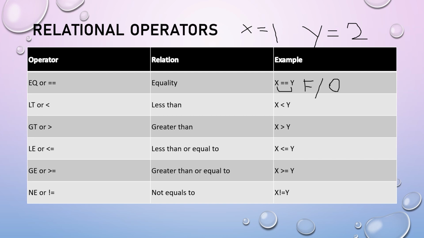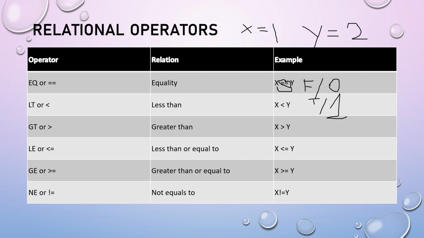Okay, but just remember this is double equals to. This is a relational operator, so here we have to write double equals to. Double equals to means to compare something. Okay, now the next one is less than. This operator checks whether one variable is less than the other variable. Now x is less than y, correct, because x value is 1 and y value is 2. So it will produce an output that will be true, or 1.